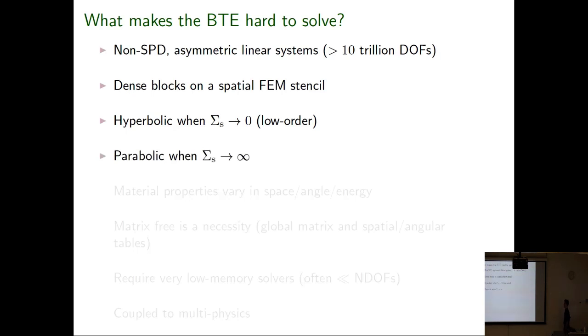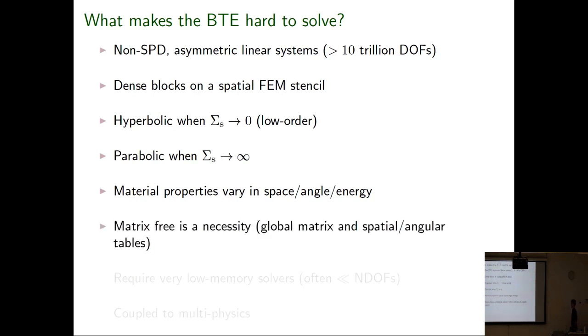Even worse than that, in regions where your material properties go to zero, so for example, a vacuum, you have pure hyperbolic behavior. Regions where you've got lots and lots of scatter tend to go parabolic, and those happen in space and angle. So your material properties depend on lots of your phase space variables. So we don't just tend to solve problems that are hyperbolic or parabolic. Problems have different regions where they're both, which is nasty.